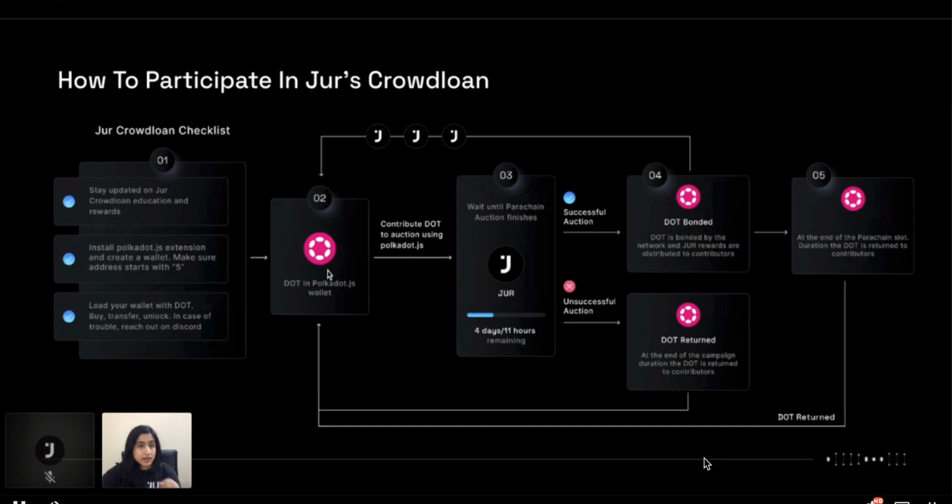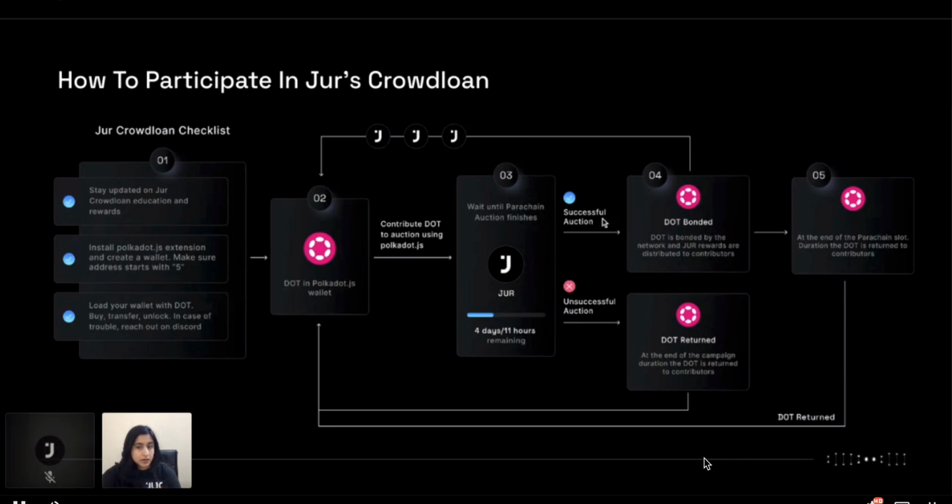Basically, by the time the crowd loan is live, all of us have to be in a position where we have the extension, we have a wallet, and we have DOT in that wallet. And once the crowd loan is live, announcements will be there. You can go and contribute.